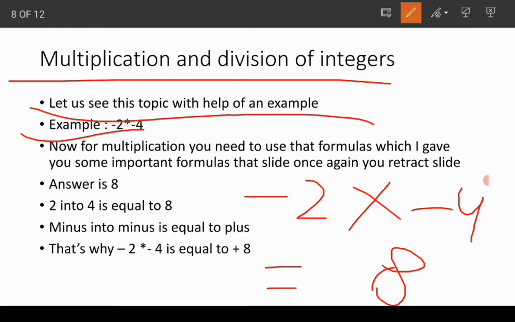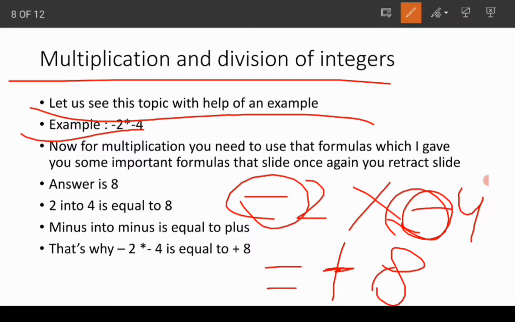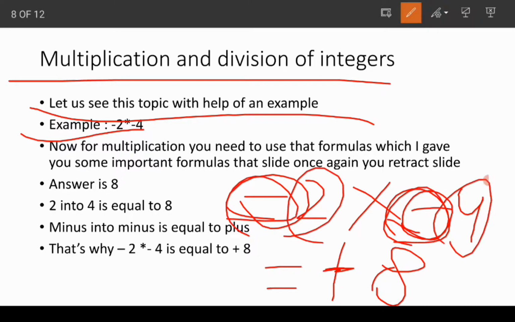Again, in integer form, keep the sign of the higher number. Is this correct? No, this is wrong. Why? Because you are multiplying, and minus into minus is always what? Plus. So the answer will become plus 8. Minus into minus: first you multiply the digits 2 and 4, then you multiply the signs, minus and minus.